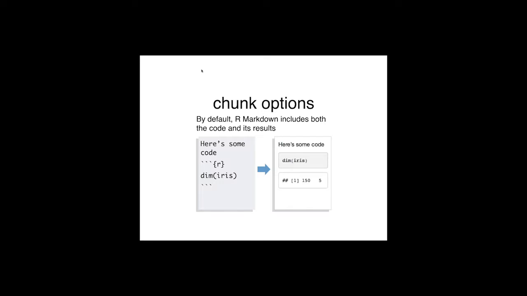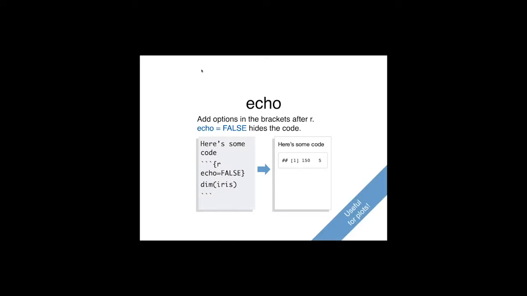By default, the option is to run the code and show the results. But if we want to change how this behaves, one of the things we can include is echo equals false. So here's some code on the left, and the output is on the right. What does echo equals false do?